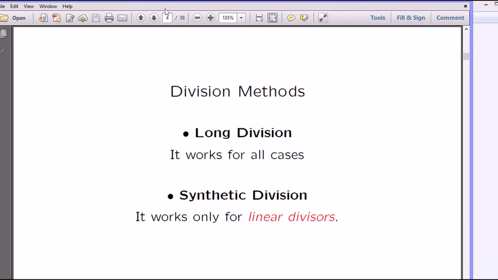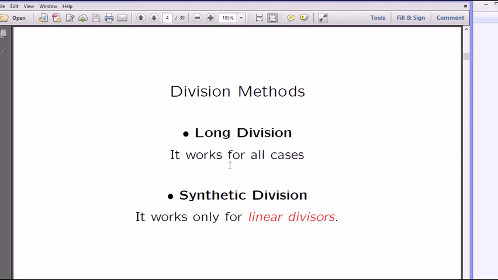Here are the two methods of dividing polynomials. One is called long division. It's a general method, it works all the time. There's another one called synthetic division. It does not work all the time, but when your divisor is linear, such as x minus 2, x plus 5, those are linear divisors. x squared minus x plus 1 is not a linear divisor, it's a quadratic divisor. If your divisor is linear, then synthetic division is a lot quicker than long division. You write less, and it works a lot faster.